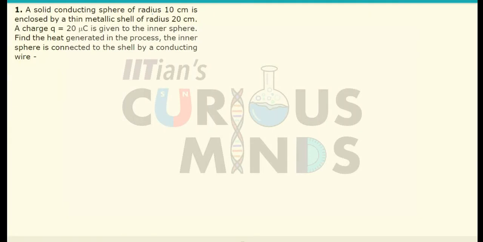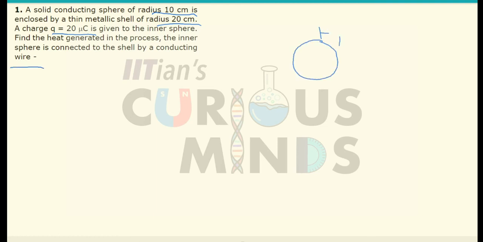A solid conducting sphere of radius 10 cm is enclosed by a thin metallic shell of radius 20 cm. A charge of Q equal to 20 microcoulomb is given to the inner sphere. Find the heat generated in the process. The inner sphere is connected to the shell by a conducting wire. Now what will happen in this case?